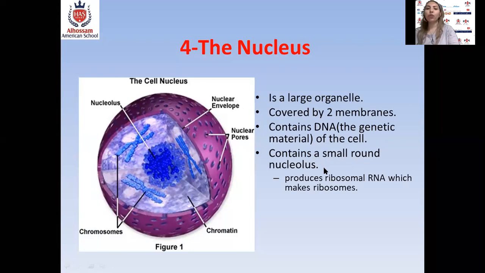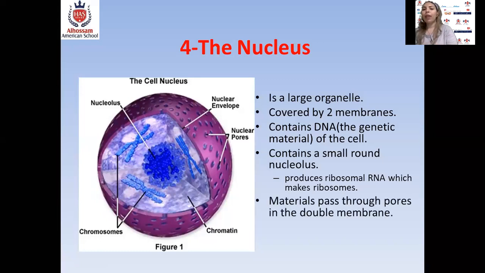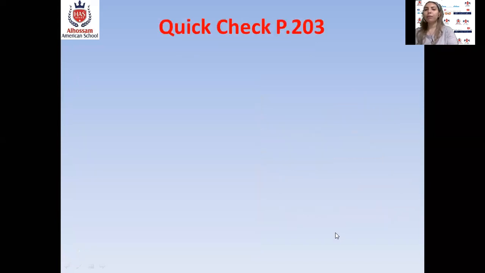So what is the function of the nucleolus? It produces ribosomal RNA, which makes ribosomes. We have a type of genetic material called ribosomal RNA, which is called rRNA, and it forms ribosomes. So ribosomes are formed by the nucleolus. And materials pass through pores in the double membrane.